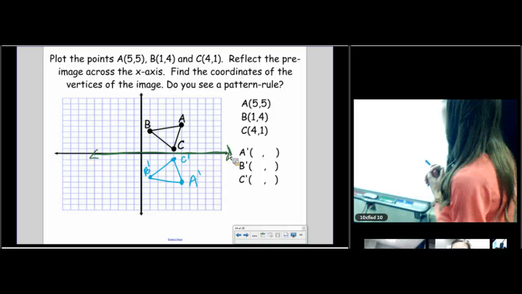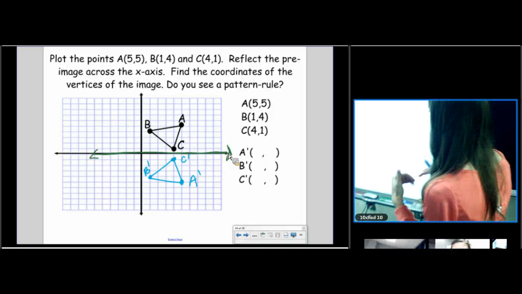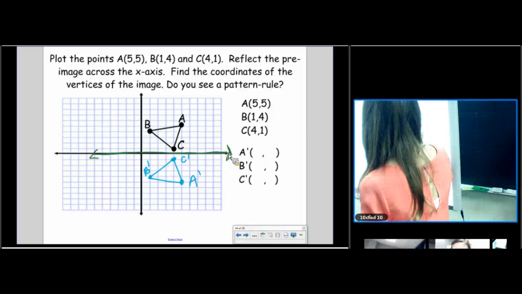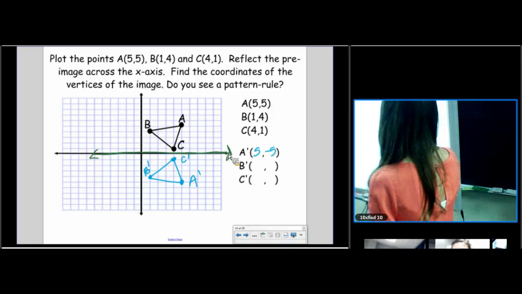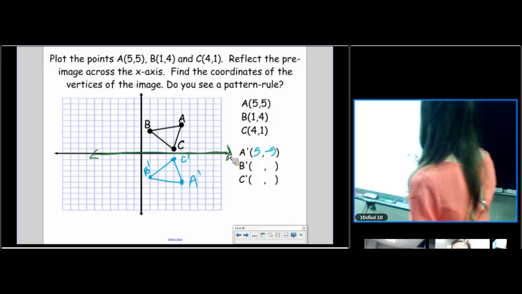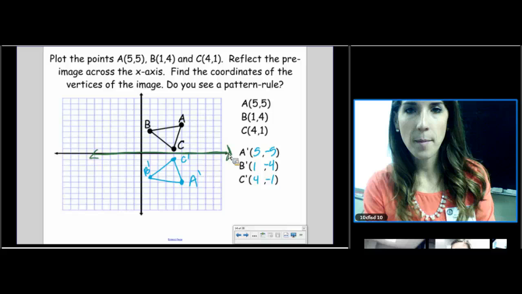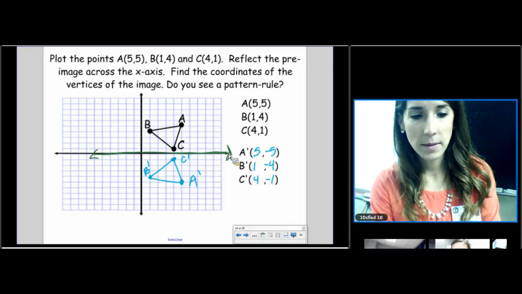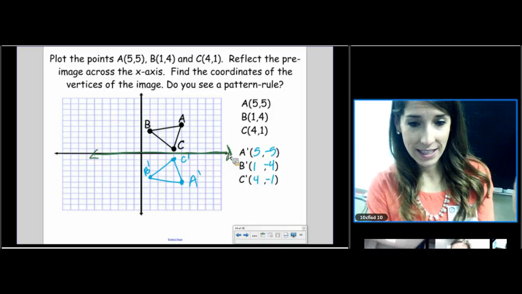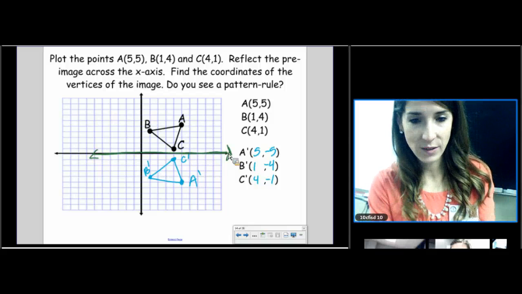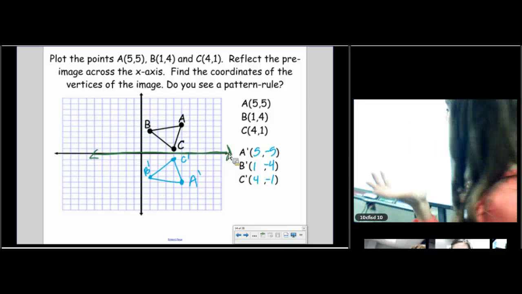Okay, so what are the coordinates of A prime, B prime, C prime? So A prime, the coordinates are what? 5, -5. What about B prime? 1, -4. What about C prime? 4, -1. What do you notice? What happened from ABC to A prime, B prime, C prime, number-wise? So the y value has the opposite sign. What did we do to the x value? Nothing. We did nothing to the x value.